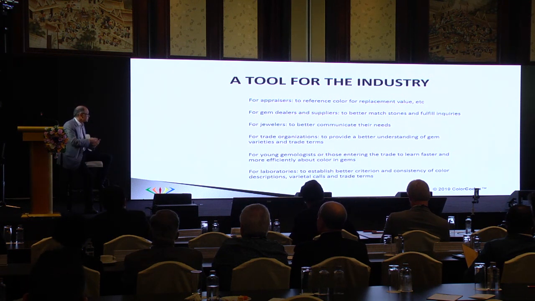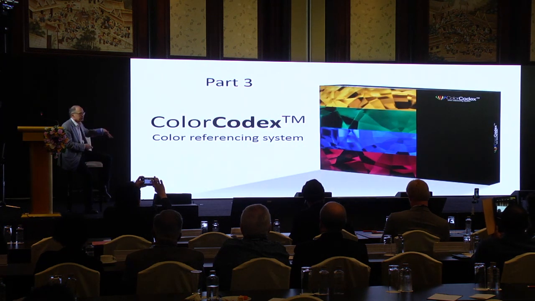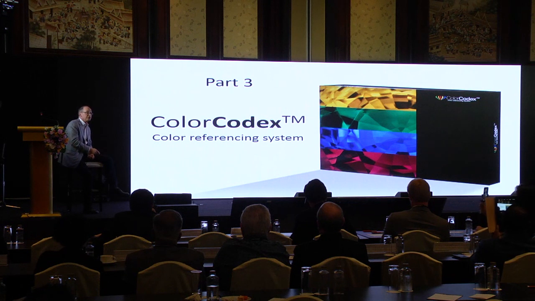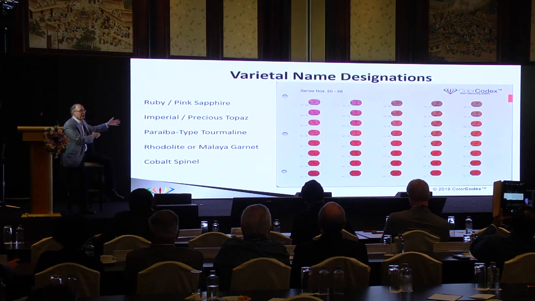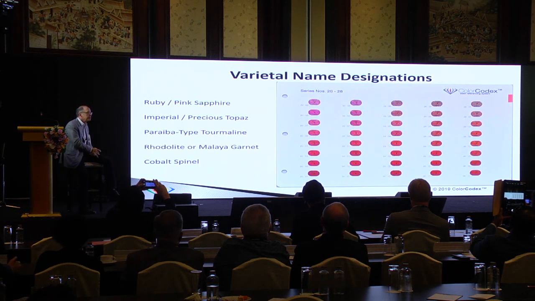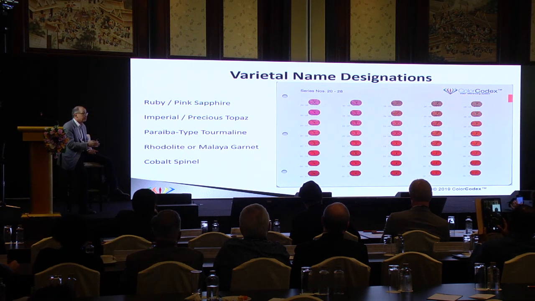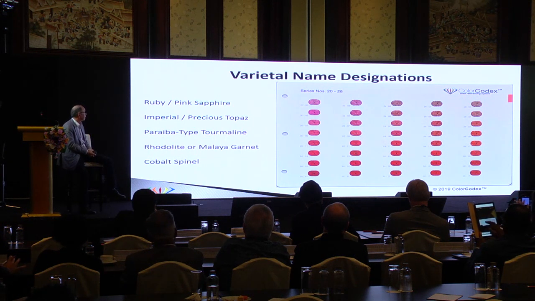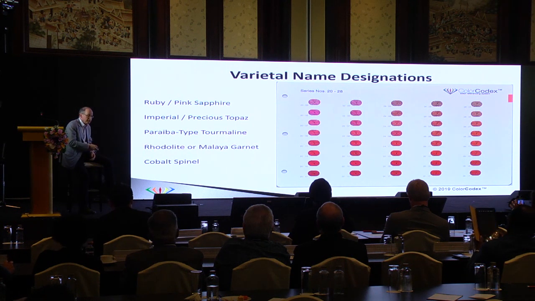As a laboratory, this last one has particular meaning for labs. This can be used to better establish criteria for consistency in color descriptions, varietal calls, and trade terms. And so this is what I'm going to talk about. The last part of this is going to be the application side. And again, because I'm a laboratory, this is where I can talk about it. The other areas are more trade-related applications, but here, especially in terms of varietal name designations, we find a lot of applications for the system. Here are just a few suggestions, but there are actually many throughout the industry.